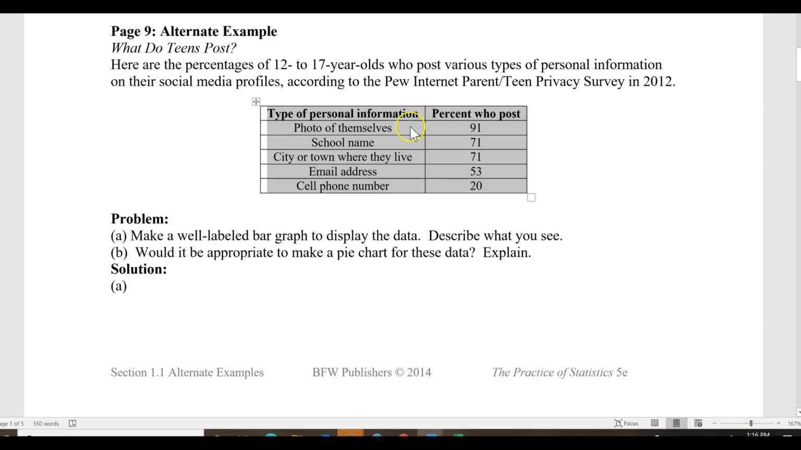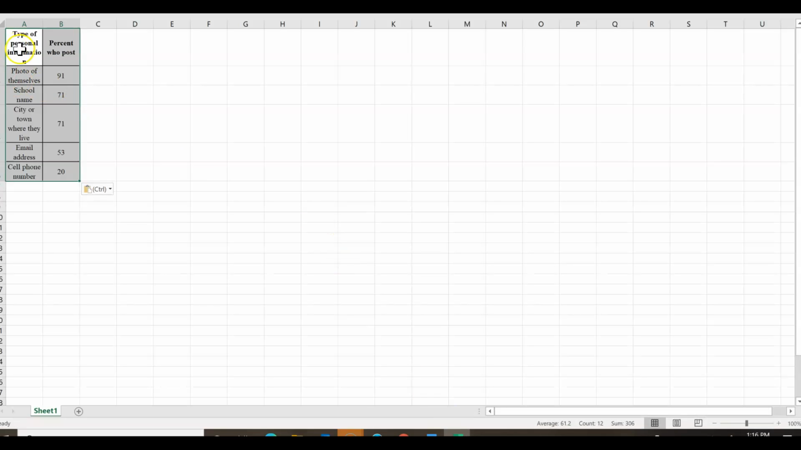If I just highlight this entire table, I can right click and press copy, or I can hit Control C and press copy. And then when I come over into Excel, I can just click in any box and press Control V, or right click and press paste. A bar graph is very easy to make in Excel. It takes a lot of the heavy lifting away rather than having to do it by hand.